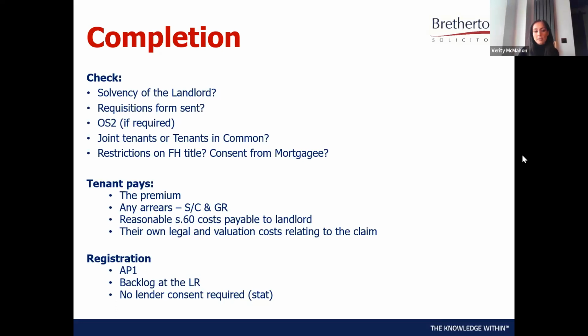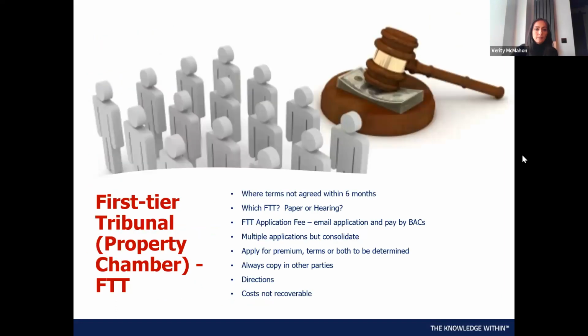And there's no lender consent required. So if the leaseholder has a mortgage secured over the property, we don't have to get their consent in a statutory lease extension, because the Act overreaches that. And if it is that terms aren't agreed, I will go through the two options that leaseholders have got. So this is a First-tier Tribunal application, which will need to be made within 6 months of the counter notice. Make sure you're applying to the correct tribunal. They're scattered all across the country. Make sure that they've got the jurisdiction to hear it.